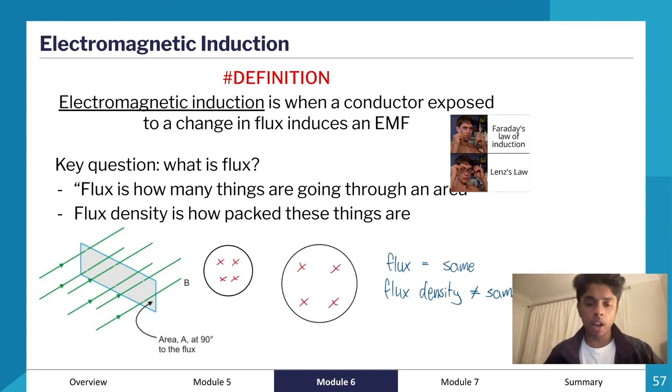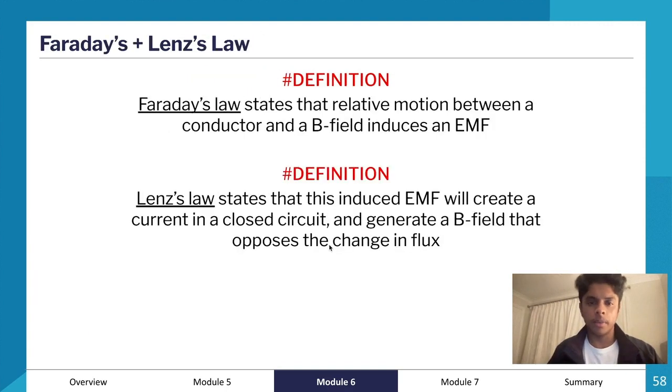So flux can be the same. In this case, flux is the same. You have 4. Flux density, however, is not the same because the area has increased, whereas we still have 4 crosses. So flux is the same, whereas in this case, flux density is not the same. That's something that you guys should keep in mind. Those two things can be different. Knowing this content, now we can move on to Faraday's and Lenz's law.